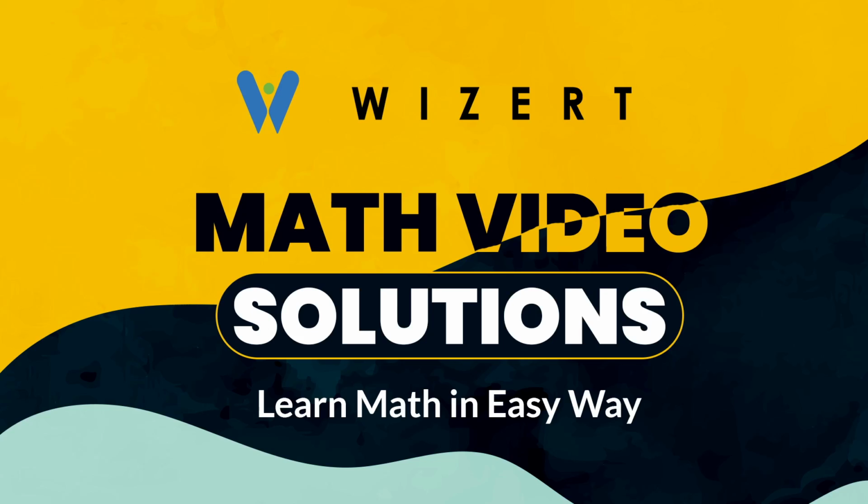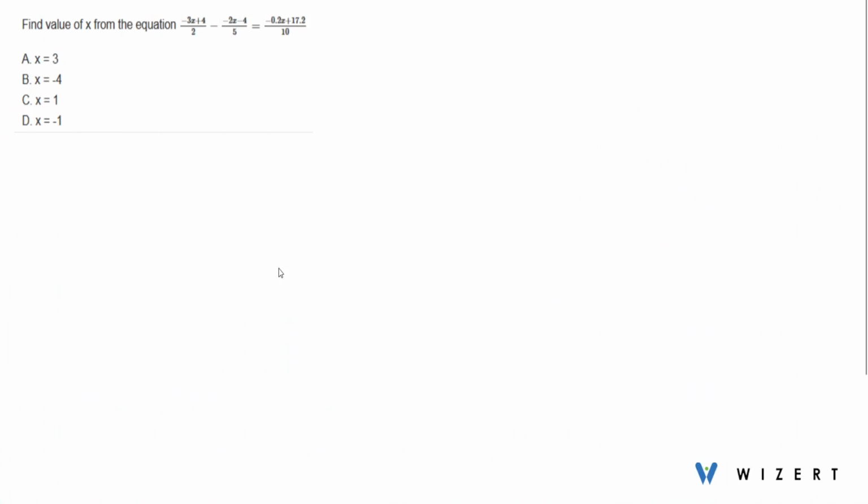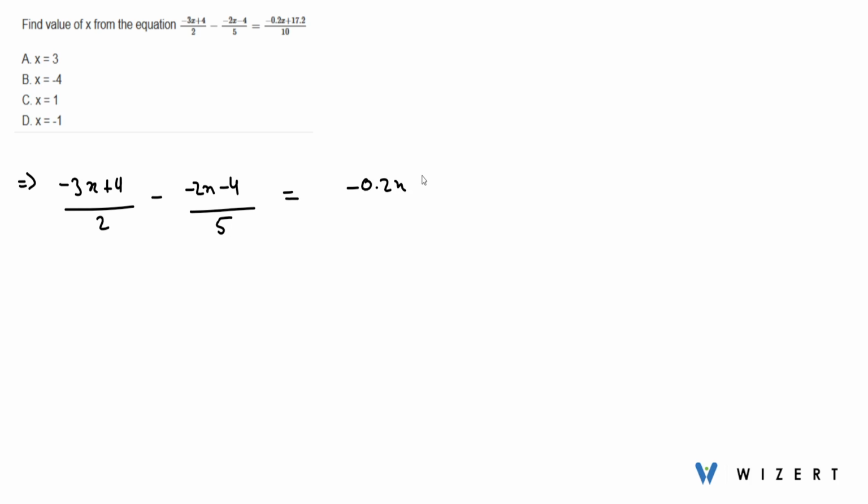So let's begin. According to the question, we have to find the value of x from the given equation. The equation given to us is minus of (3x plus 4) upon 2, then minus of (2x minus 4) upon 5 will be equals minus of (0.2x plus 17.2) upon 10, right?